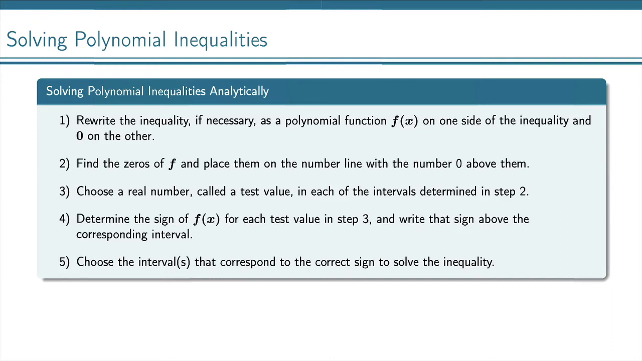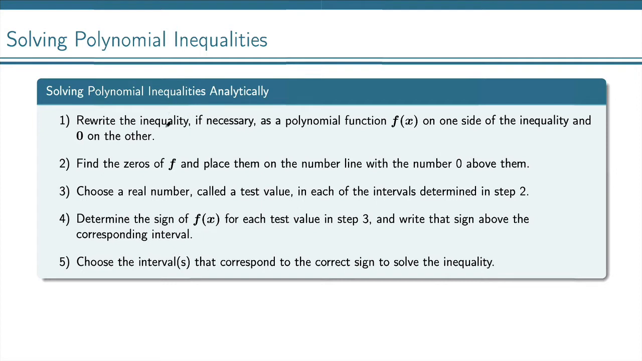A polynomial inequality is when you have, of course, an inequality, and you could have a polynomial on the left and on the right side of the inequality, or just on one side. And to solve the inequality means to find the set of values for your variable, usually x, that satisfy the inequality, the values for which the inequality is true.